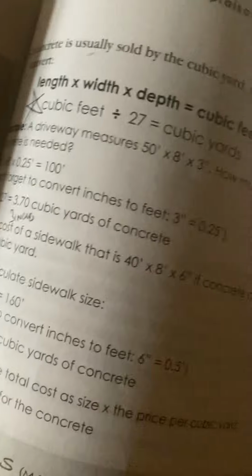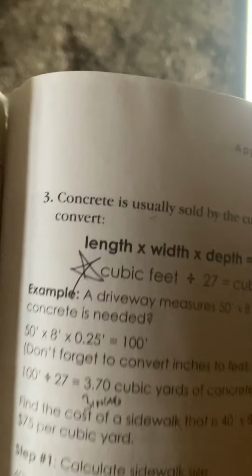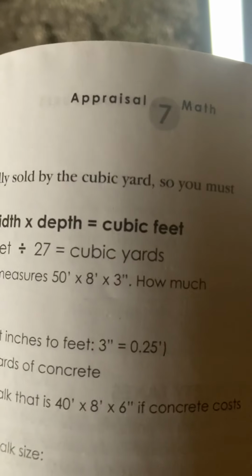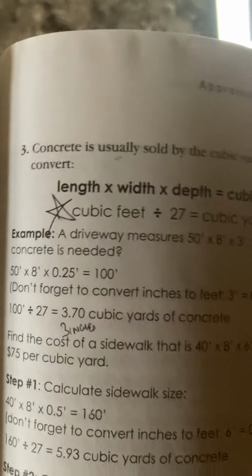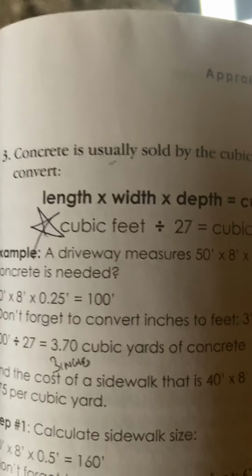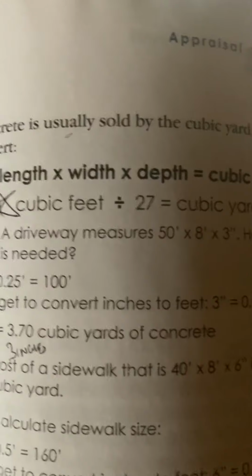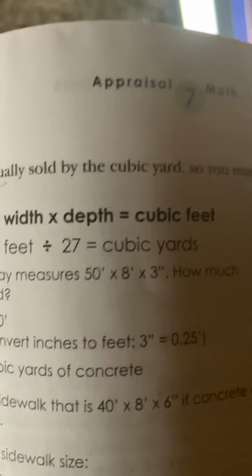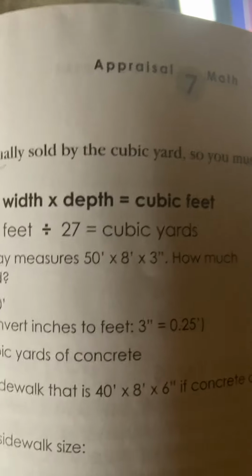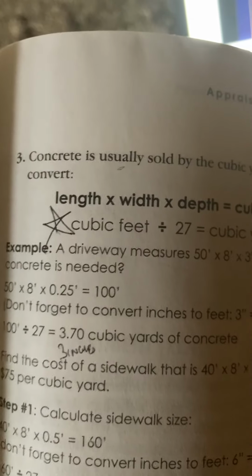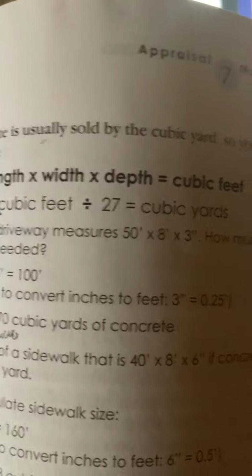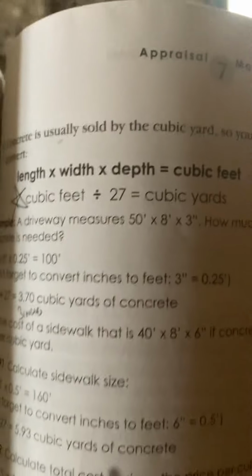Page 237. Number 3, concrete is usually sold by the cubic yard, so you must convert. Here's the formula. You take your length, you multiply it by your width, and then you multiply it by your depth. That'll equal cubic feet. Now you take your cubic feet and you divide by 27. That'll equal your cubic yards.